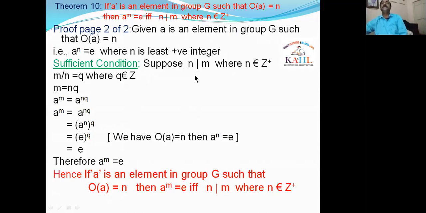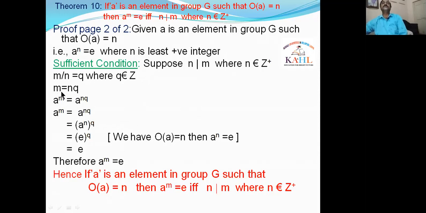N divides M means M is strictly divided by N. That means if M is divided by N, we get some quotient Q, where Q belongs to Z. M divided by N is equal to Q. By cross multiplication, M is equal to N times Q, NQ.